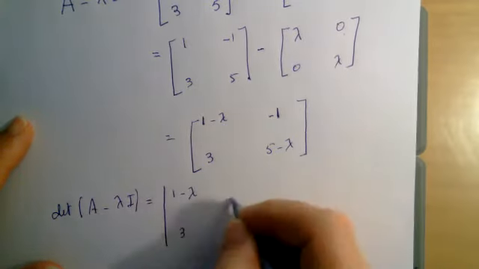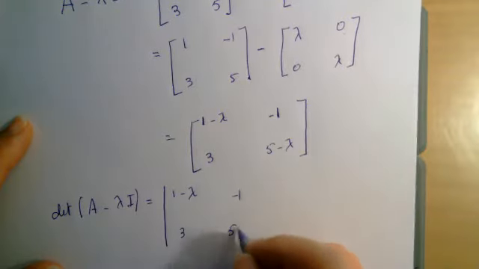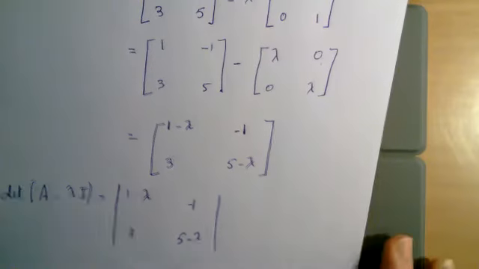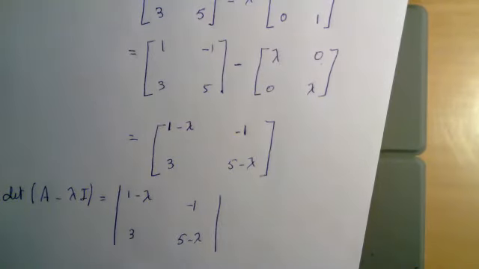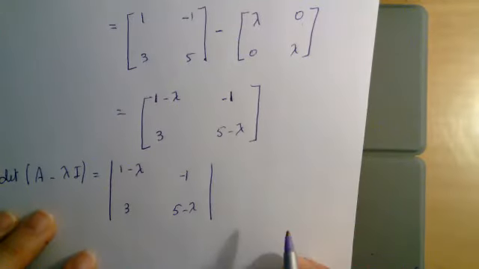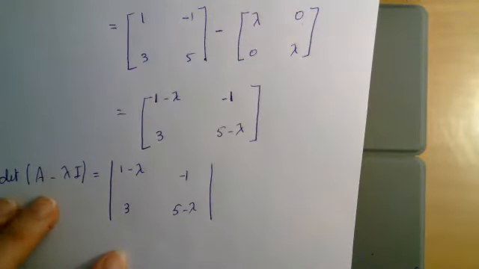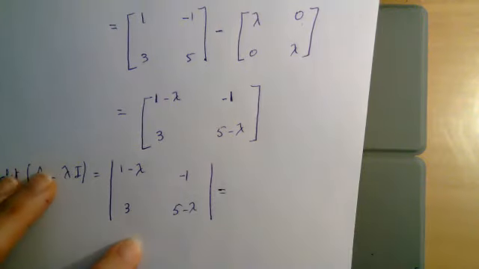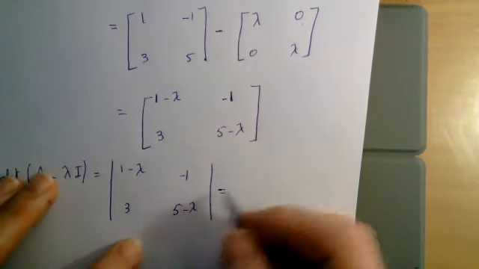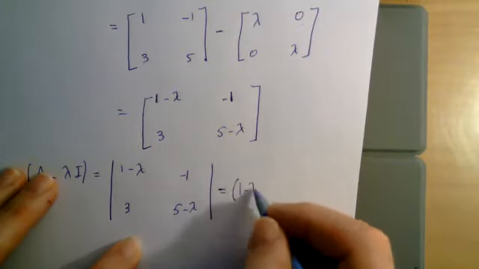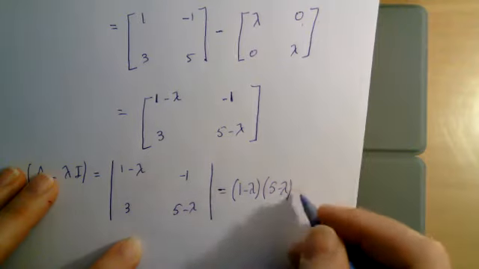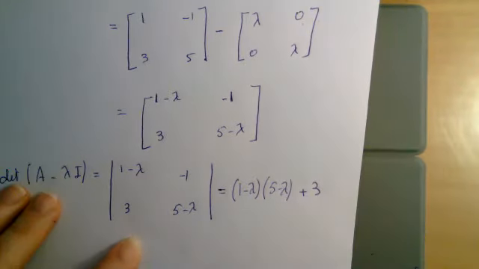And we will compute the determinant using cofactor expansion. We will not use row reduction for those, because row reduction is very, very hard for those problems. So we actually use cofactor expansion. In this problem, it's a 2 by 2, so there is really nothing to do. It's going to be (1 minus lambda)(5 minus lambda) minus (3)(-1).